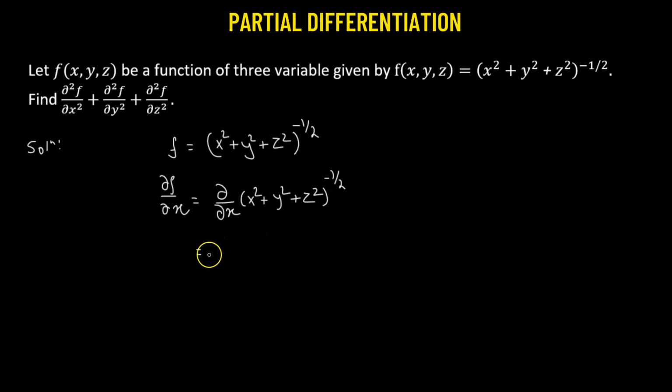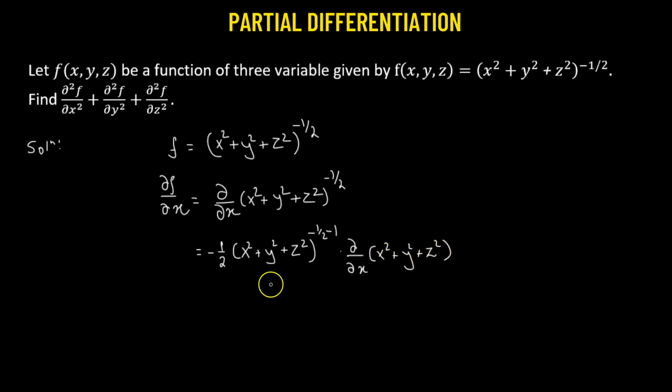Here we'll use the power rule to get negative half multiplied to x squared plus y squared plus z squared raised to the power of negative half minus 1. Write it down. And we'll also have to apply the chain rule. So this will get multiplied to the partial with respect to x of x squared plus y squared plus z squared. Right. Let's find out the value. So we have negative half multiplied to x squared plus y squared plus z squared whole raised to the power of negative 3 over 2.